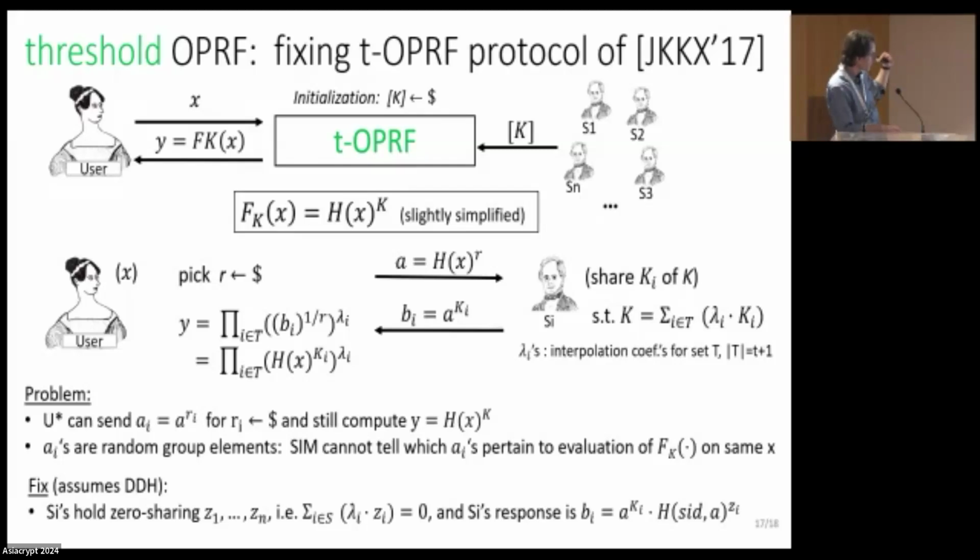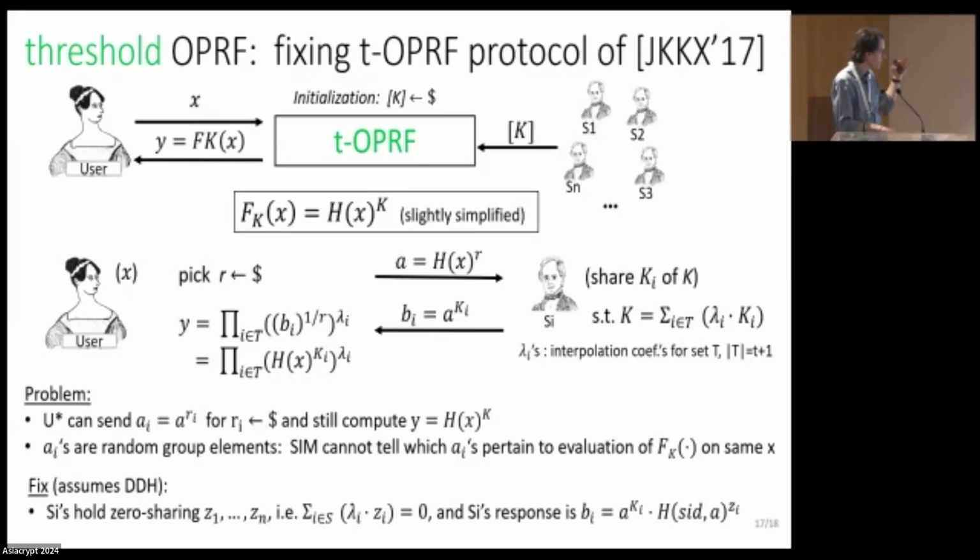But there is a problem. This is information theoretic hiding over what is the x. So the simulator, when she is asking many servers, and notice that she can use a different blinding factor for every message she sends, therefore, these would be completely independent random group elements, and the simulator has no idea which of these values correspond to the same x.